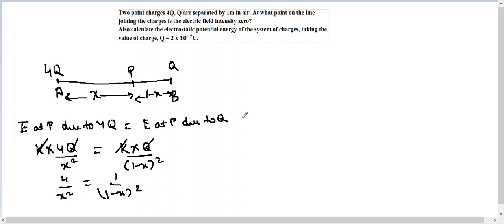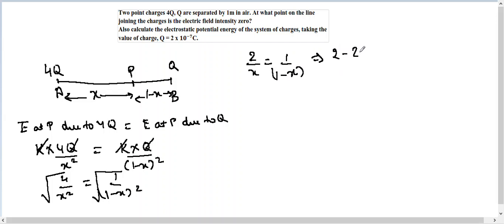squared. Solving, taking the square root of the LHS and the RHS, it is going to be 2 upon x is equal to 1 upon 1 minus x. So just cross multiplying, 2 minus 2x is equal to x. So 2 is equal to 3x. That means x is equal to 2/3 meter. That means the point P is at a distance of 2/3 meters from 4Q and 1 minus 2/3 meters from Q.